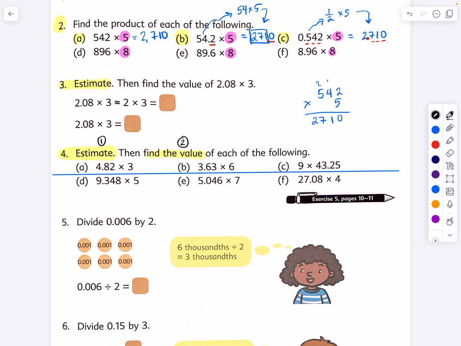For A, 4.82 times 3 is about 5 times 3, and it should be about 15. Example B, 3.63 times 6. Let's round 3.63 to about 4 times 6, and our product should be about 24. And finally, 9 times 43.25. Let's just round it to 9 times 40, just to make a quick calculation. Our answer should be around 360. So let's now do step 2 and find the actual value for A, B, and C.